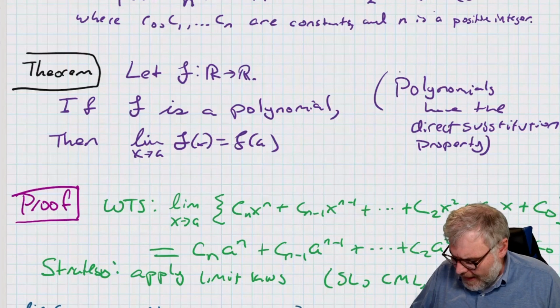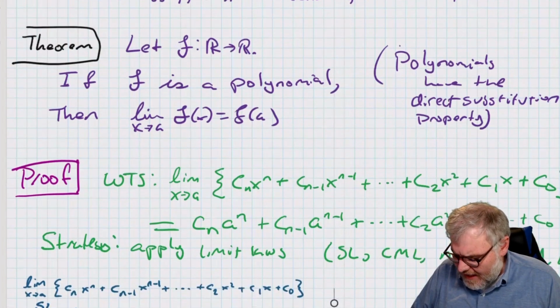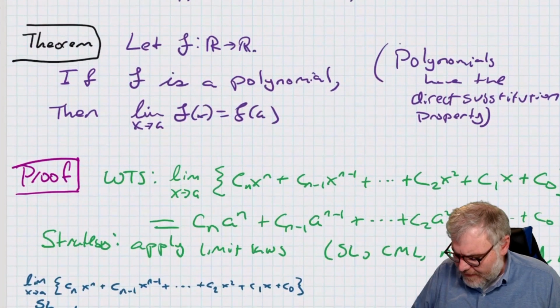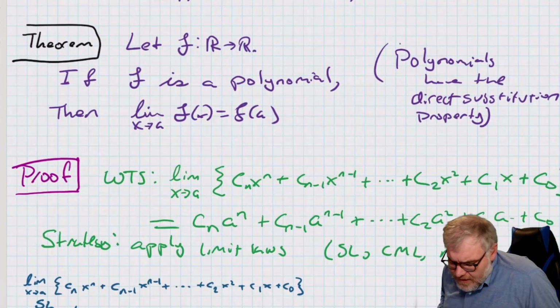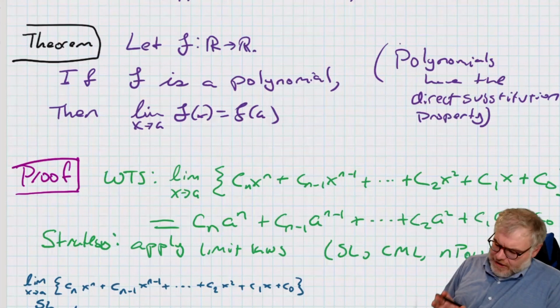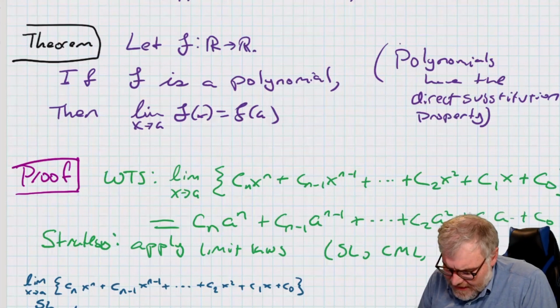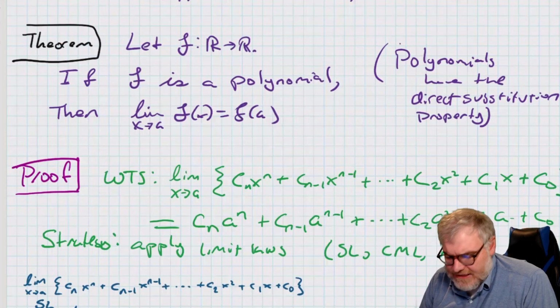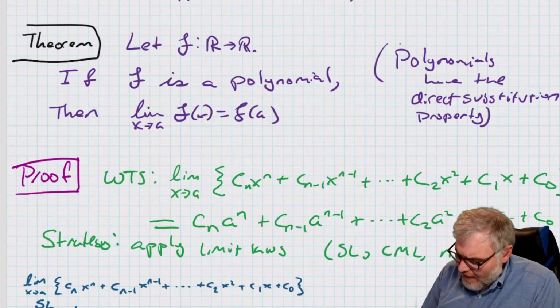Okay, so now what I'm going to do is say if f is a polynomial, then the limit as x goes to a of f of x equals f of a. Now, the key here is to figure out what you really need to show. What I need to show is that I can stick a in for x and just get f of a. So f is a polynomial.